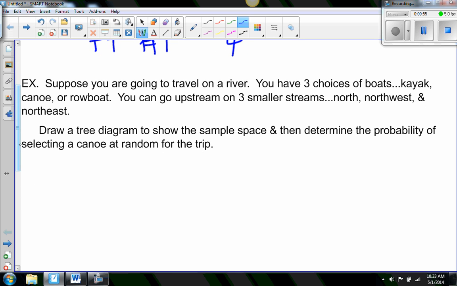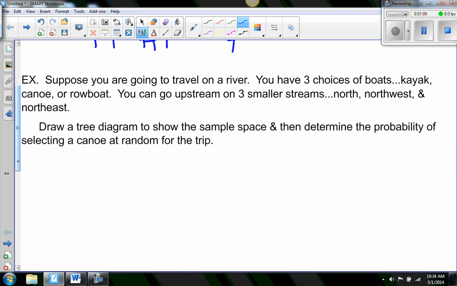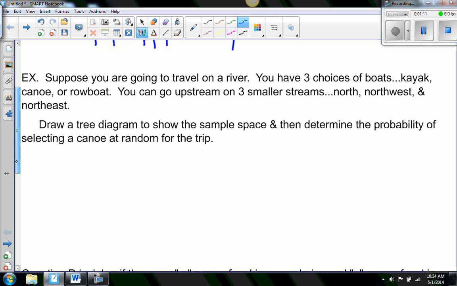Suppose you're going to travel on a river. You have 3 choices of boats: a kayak, a canoe, or a rowboat. You can go upstream on 3 smaller streams: north, northwest, and northeast. Draw a tree diagram to show the sample space, and then determine the probability of selecting a canoe at random for the trip. So there's more than one way to do this one.